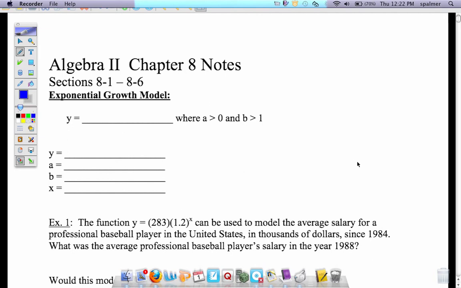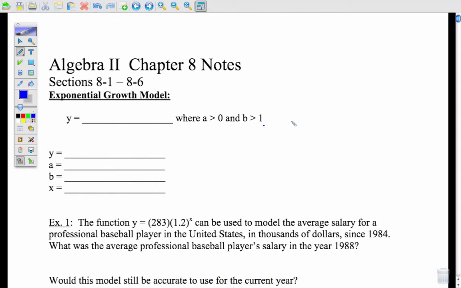Here's your first look into Chapter 8, dealing with exponential growth and exponential decay, these first two sections here. So first, let's talk about this exponential growth model. Here is the exact formula for exponential growth. It is a times b to the x power.